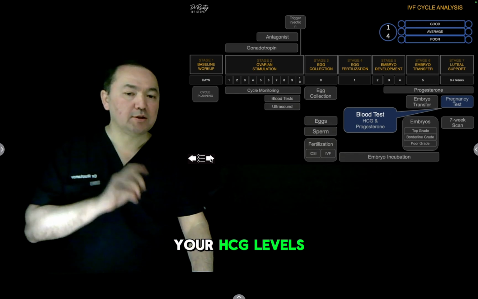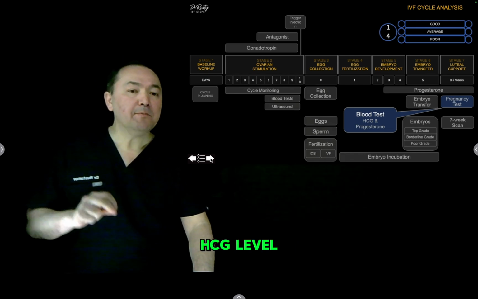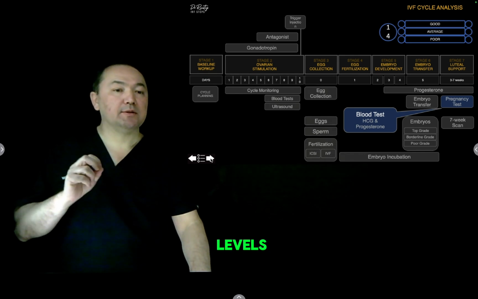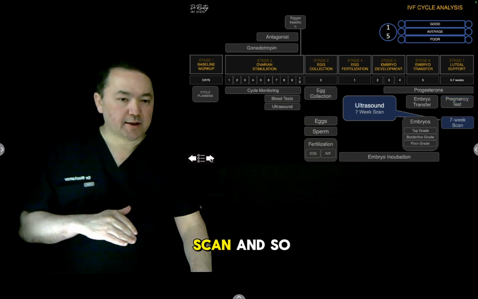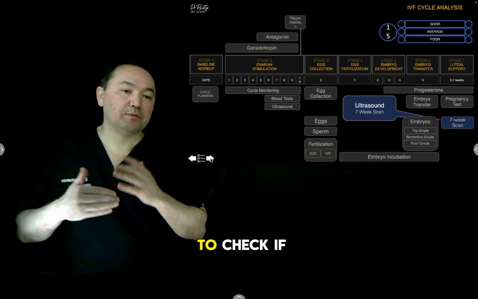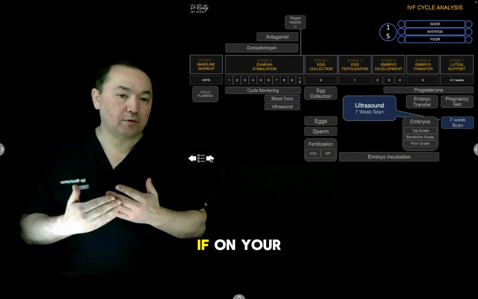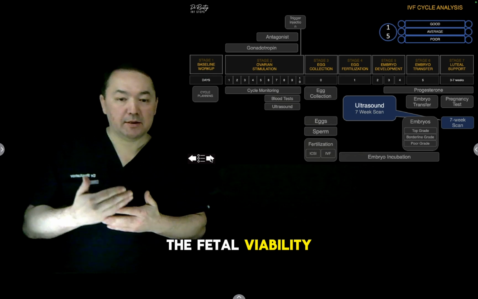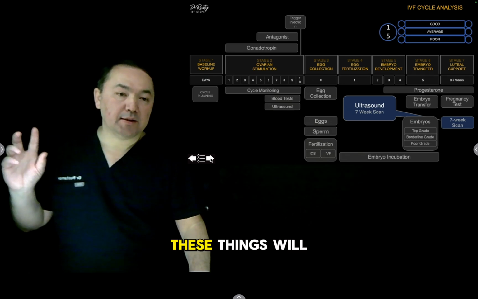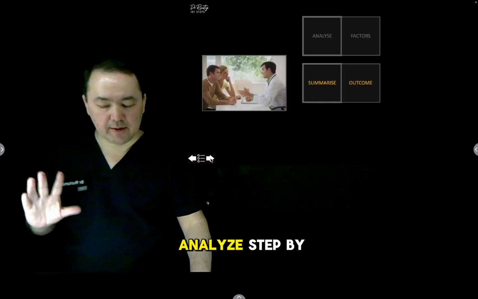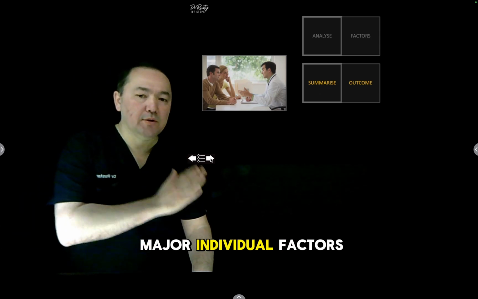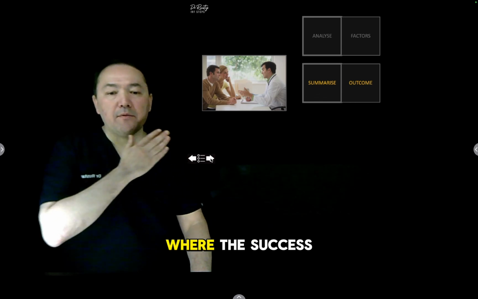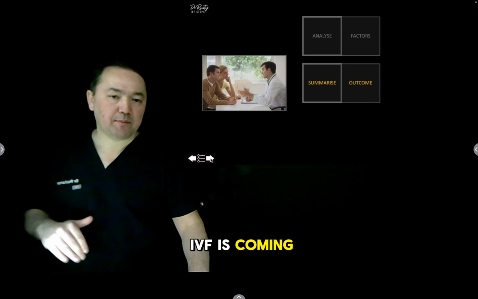Then blood tests, your HCG levels. What was your HCG level? And your progesterone levels 10 days after the embryo transfer. And then the ultrasound scan, to check whether the fetal viability was right or not. These things will help you to analyze step by step, looking at all major individual factors to understand where the success or failure in IVF is coming from.